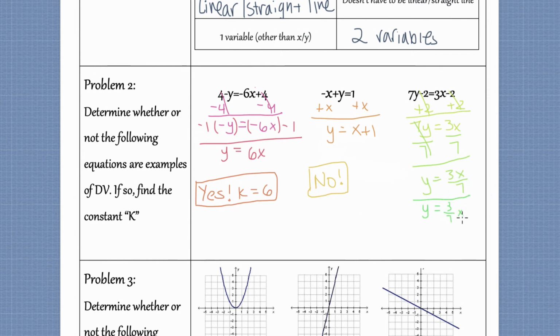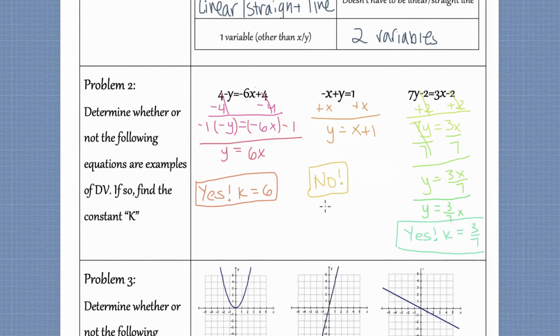So now looking at this, you can tell the y-intercept is 0 because it doesn't have a b value. So we're going to say that yes, this is a direct variation equation, and the number in front of the x is 3 over 7, so k is equal to 3 over 7. And that is our answer for this one.